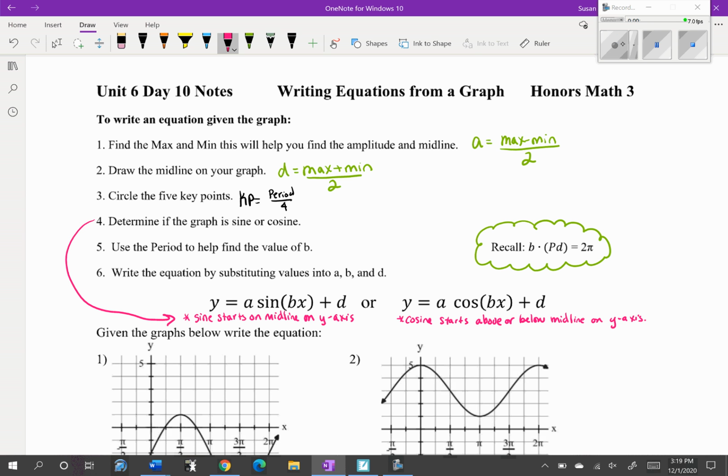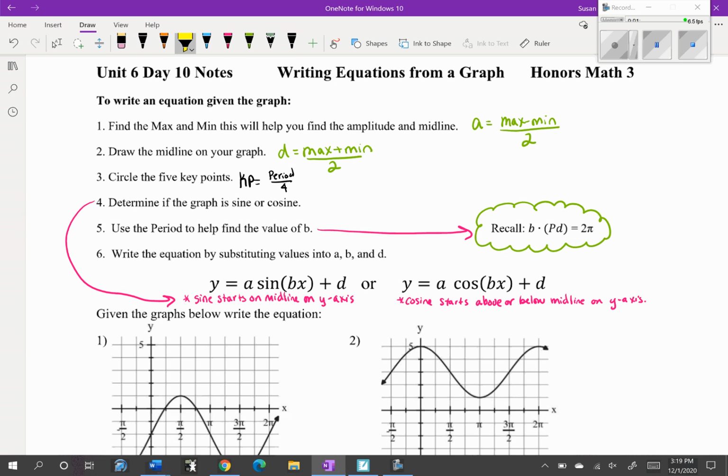So then we're going to use the period to help find the b value. Recall that b times the period equals 2 pi is the formula that we use. And then we're going to write the equation by substituting values into a, b, and d for these equations that we have here. So y equals a sine bx plus d, or y equals a cosine bx plus d.